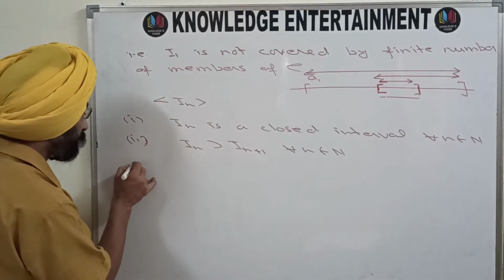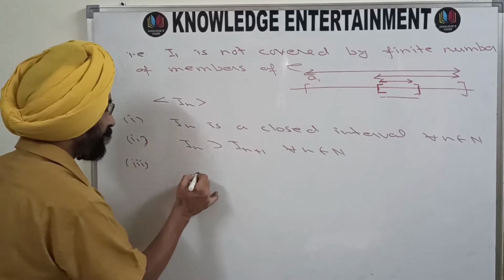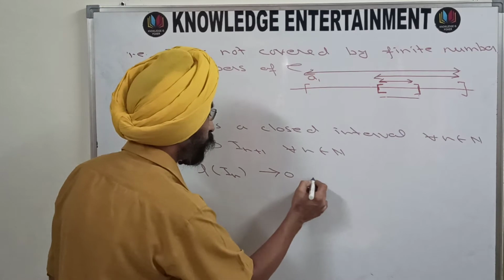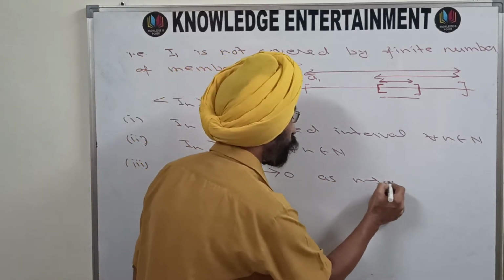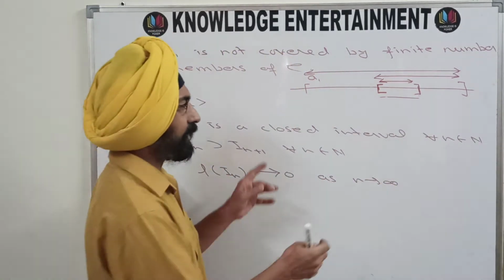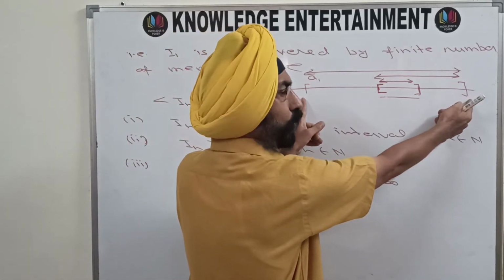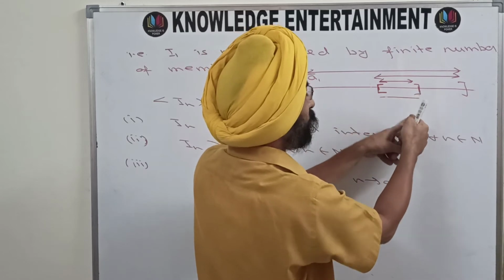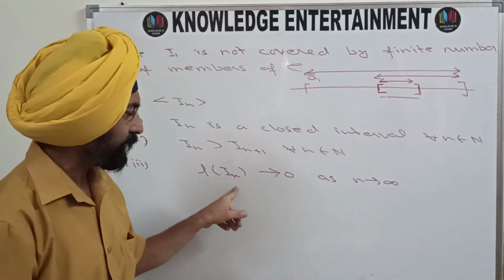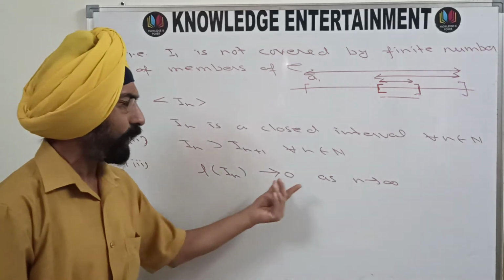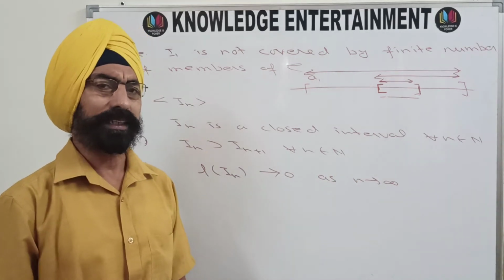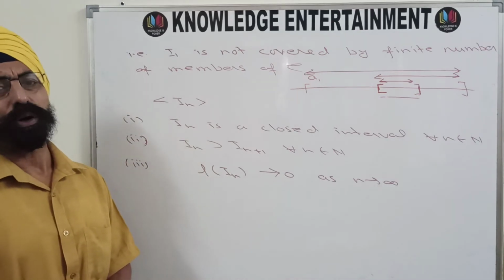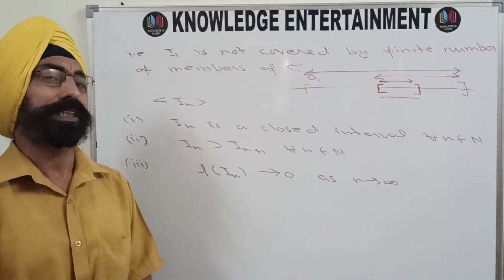Thirdly, the length of In approaches 0 as n approaches infinity, because these intervals are going to be shortened in each step. This, then this, then this, then this. So the length of In is going to tend towards 0 as n approaches infinity. So this is a nested sequence of closed intervals.